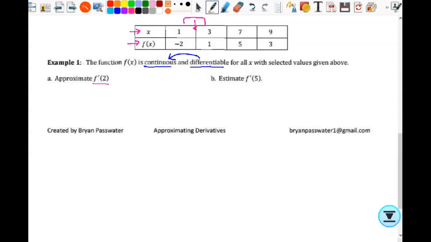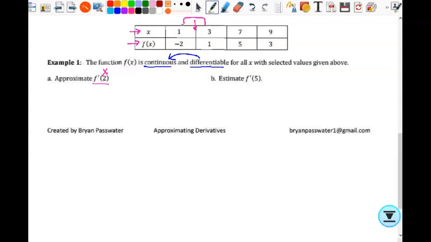Okay, so do you understand why I would pick those 2? Because I want to approximate f prime of 2, and this right here is my x value. The x value falls right here. So using these two to approximate the slope makes a lot more sense than maybe using 1 and 7, even though 2 is between 1 and 7, right?